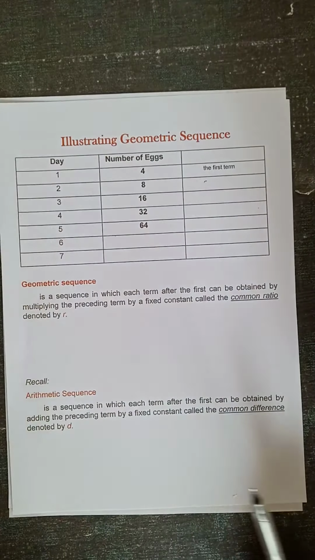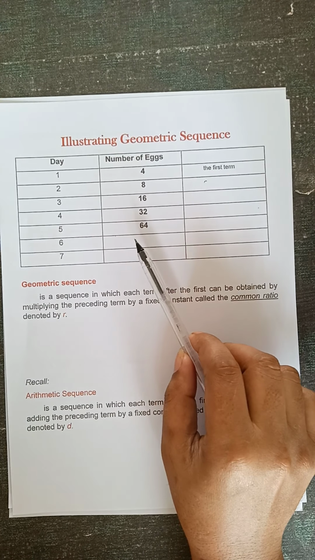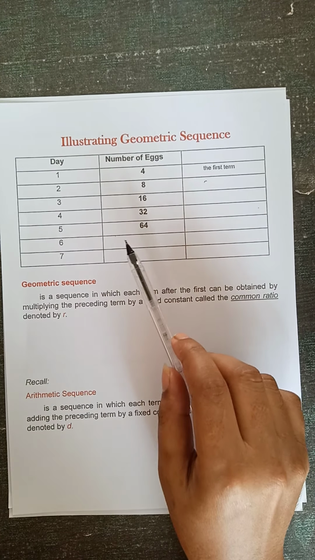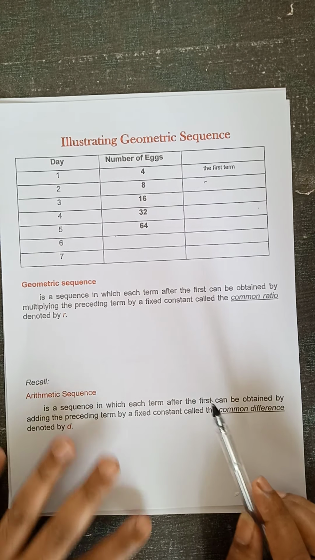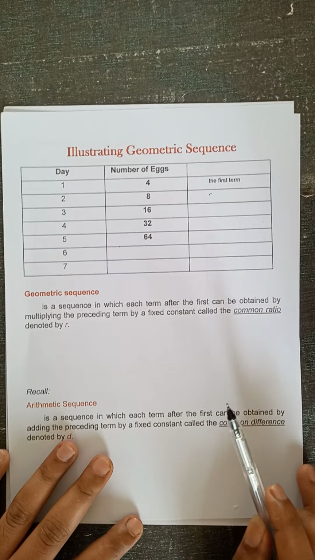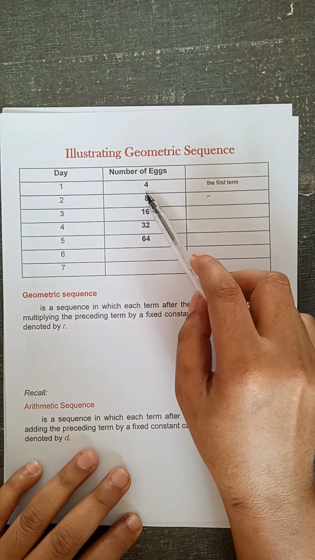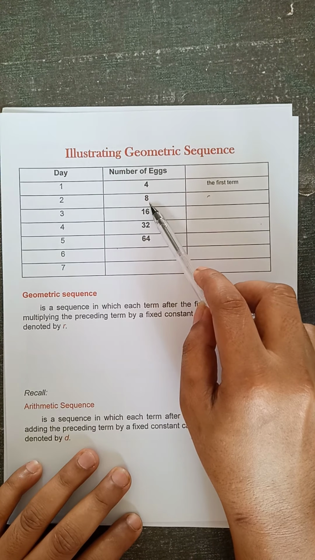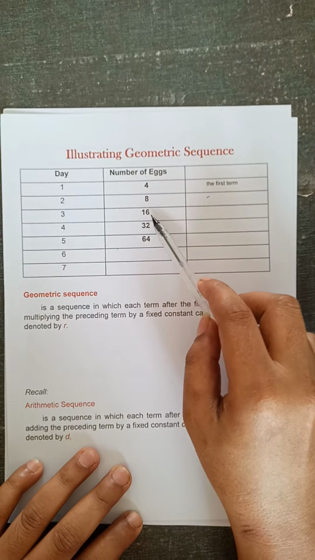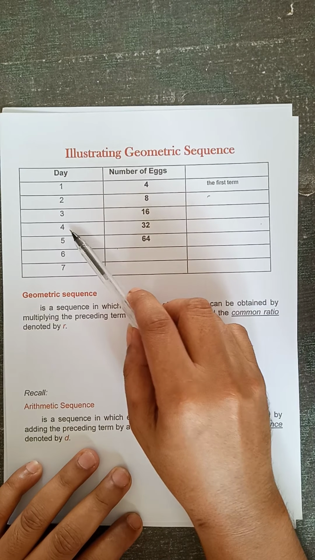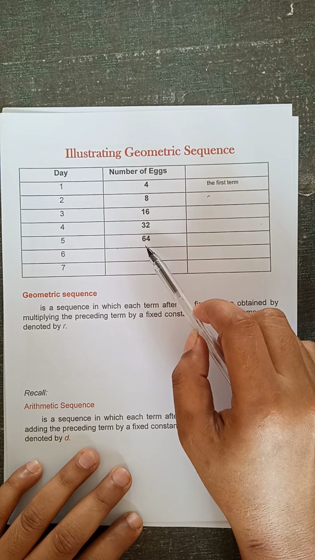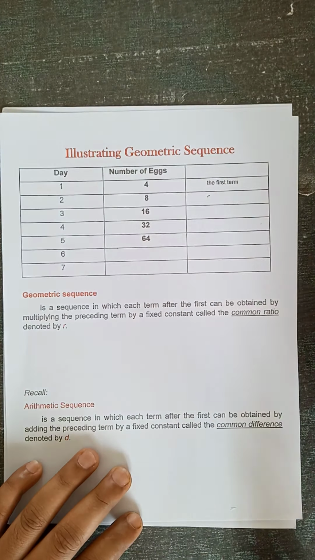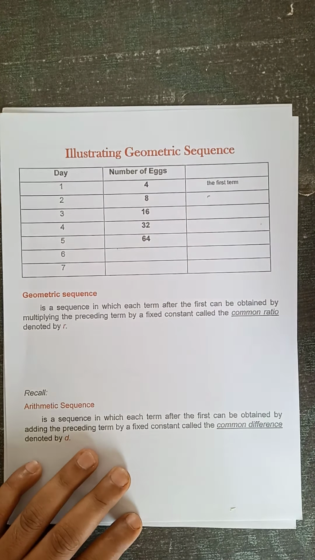Here is the tally of Pet Pit of the number of eggs laid by his ducks. For the first day, the number of eggs laid is 4, the second is 8, the third day is 16, the fourth day 32, the fifth day he will have 64 eggs.